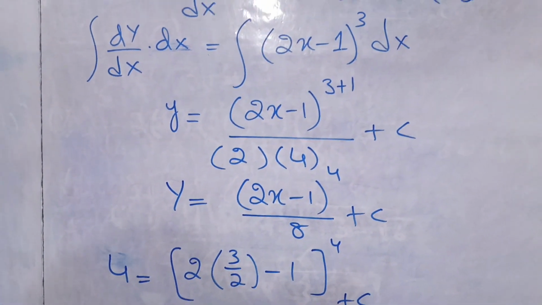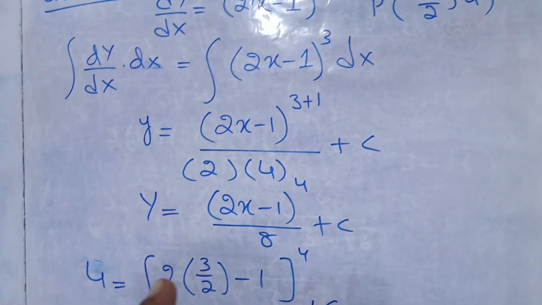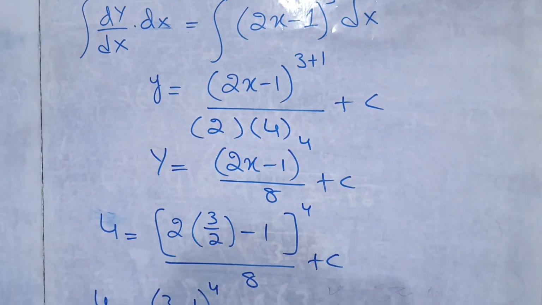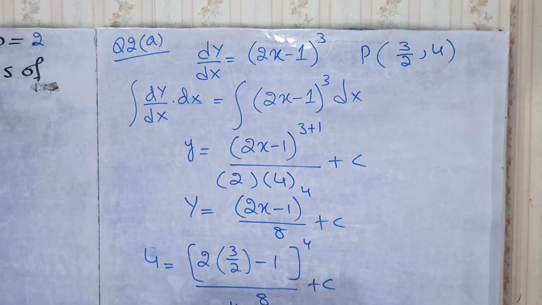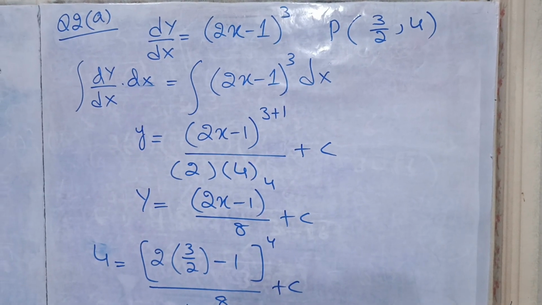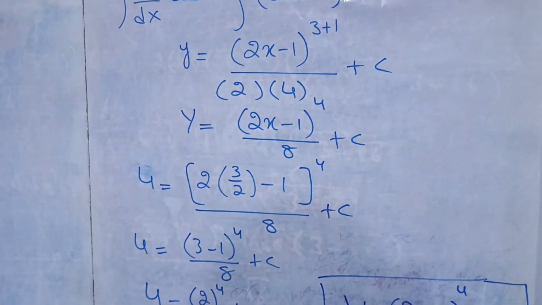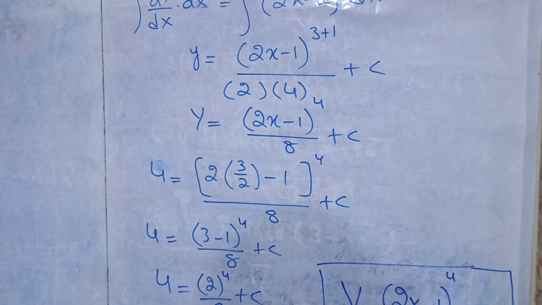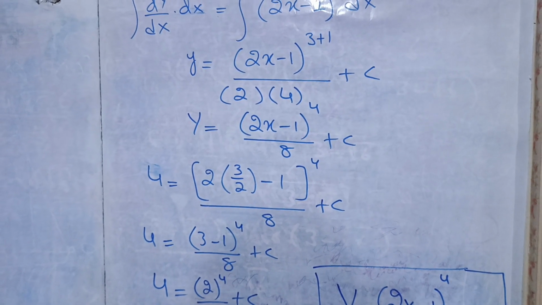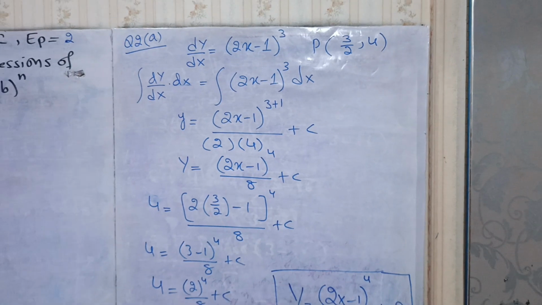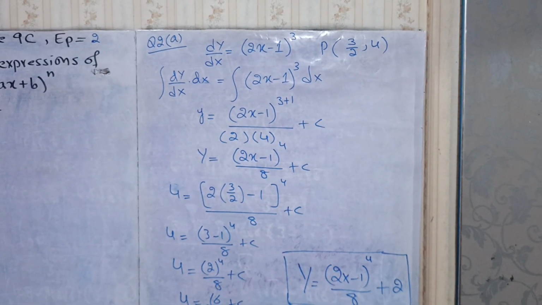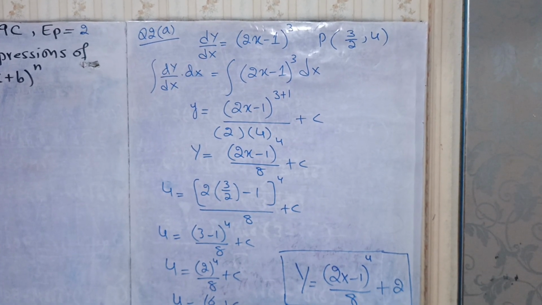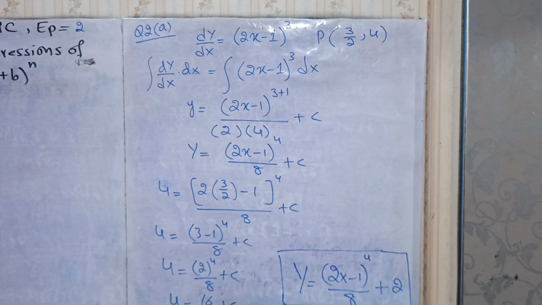Then you will have y is equal to (2x minus 1) raised to power 4 divided by 8 plus c. We know that there is a point P on that curve whose coordinates are (3/2, 4). So in the place of x I will substitute 3/2, and in the place of y I will substitute 4. So 4 equals [2(3/2) minus 1] raised to power 4, the whole thing divided by 8 plus c.